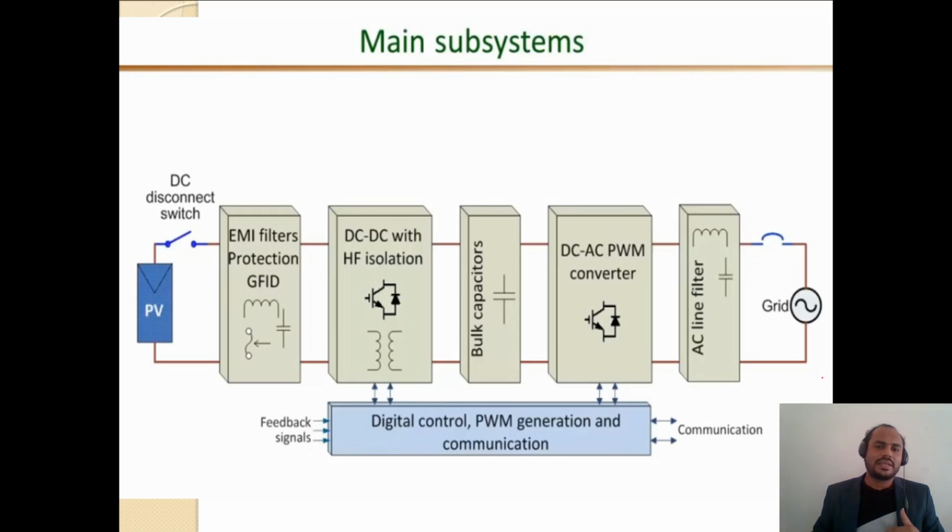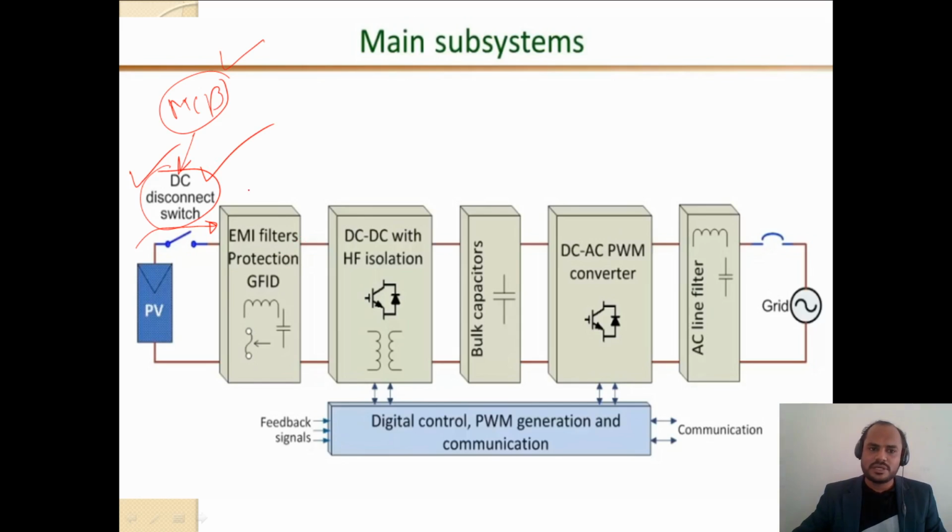Now, what are the main subsystems located inside the string inverter? The power from the solar panel is given to the solar inverter through the DC disconnect switch. Whenever we want to do maintenance, we can either shut off this MCB, or with an MCB we can also connect the DC disconnect switch. Whenever I want to do maintenance on the DC side, or an emergency shutdown of the solar power plant, at that time we can go for the isolator switch or the DC disconnect switch.